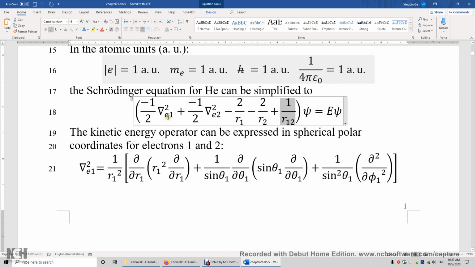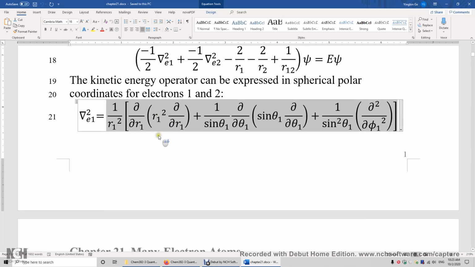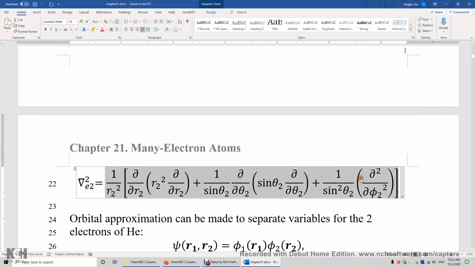Now, what about this delta? I'm going to express this delta in spherical polar coordinates for electrons 1 and 2. So this is for electron 1. And this is the Laplacian for electron 1. This is Laplacian for electron 2.